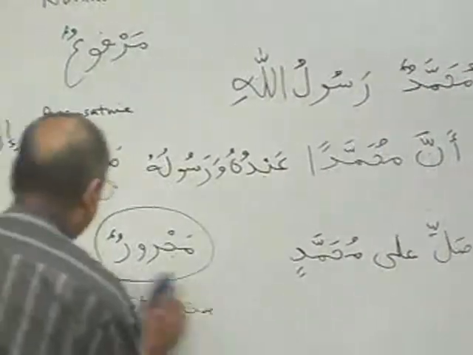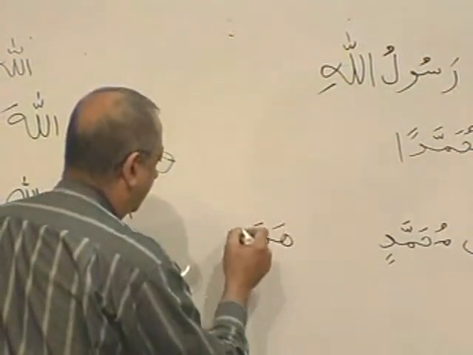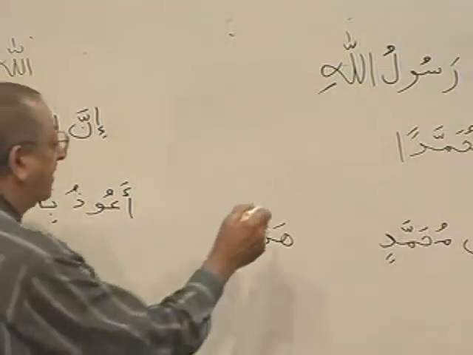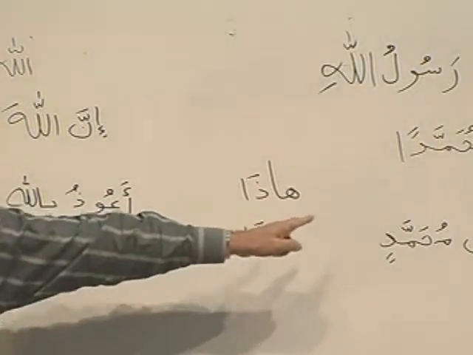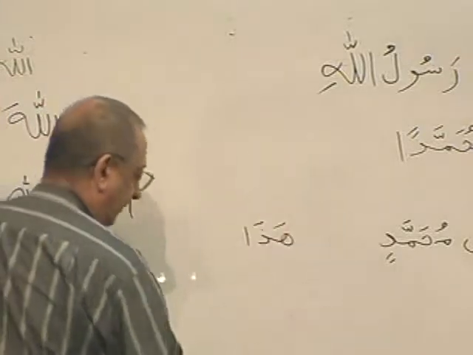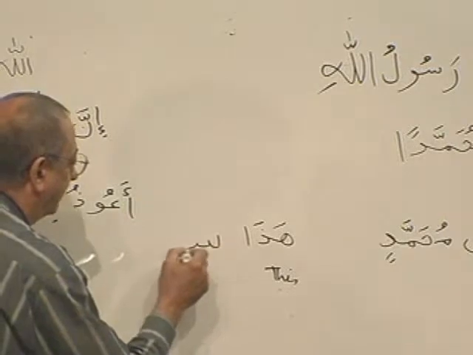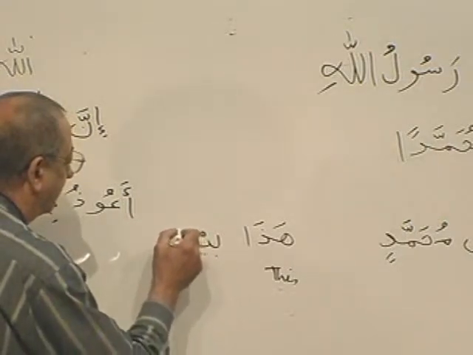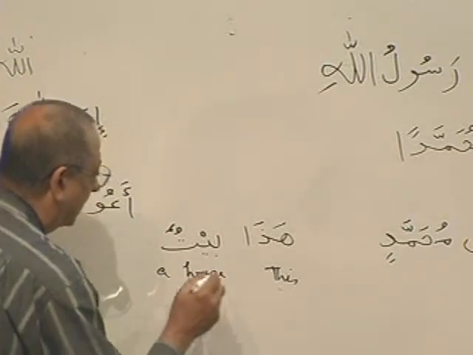Okay. Now, I think you have understood this, so I'm going to erase it. Hadha. See, it is pronounced like Haza, but this alif is not written. It is explained in the key also. So it is Haza. Haza means this, and Baitun means a house. Are you with me, brothers and sisters?